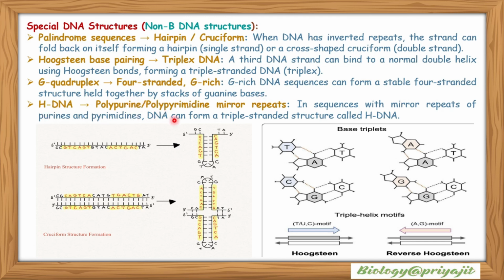H-DNA is formed by polypurine or polypyrimidine mirror repeats. In sequences with mirror repeats of purine and pyrimidine, DNA can form a triple-stranded structure called H-DNA.